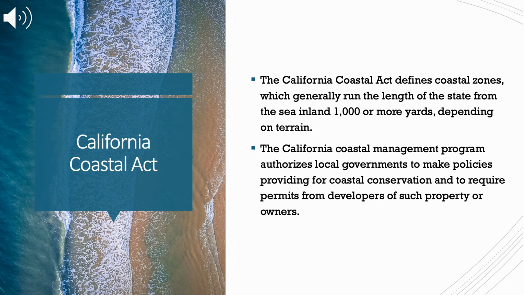California Coastal Act. The California Coastal Act defines coastal zones, which generally run the length of the state from the sea inland 1,000 or more yards, depending on terrain. The California Coastal Management Program authorizes local governments to make policies providing for coastal conservation and to require permits from developers of such property or owners.